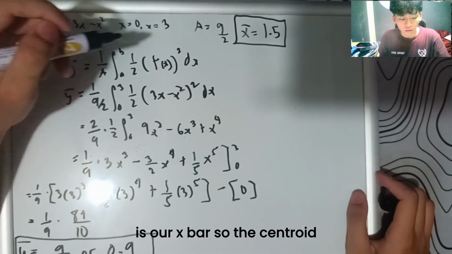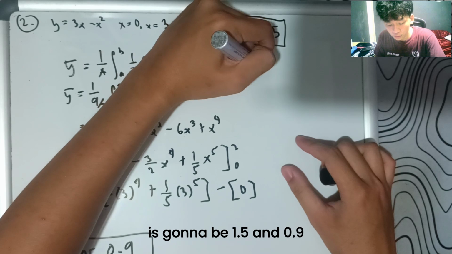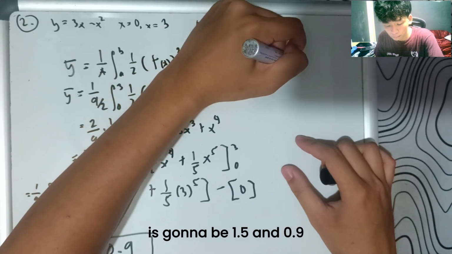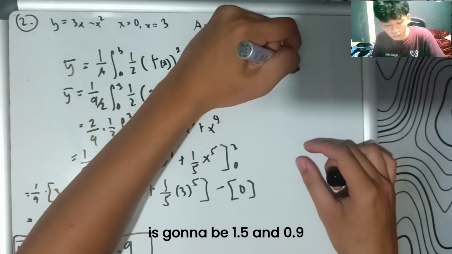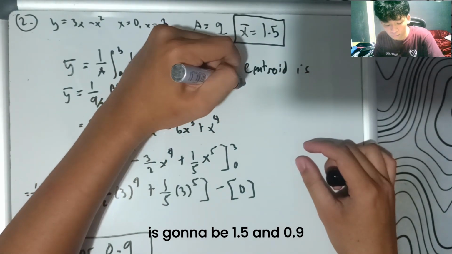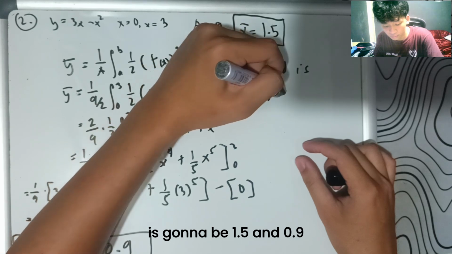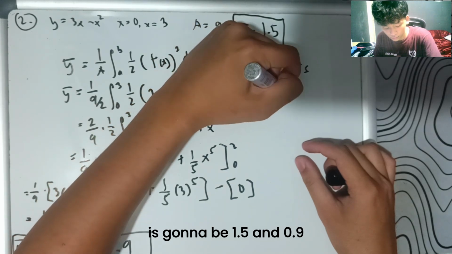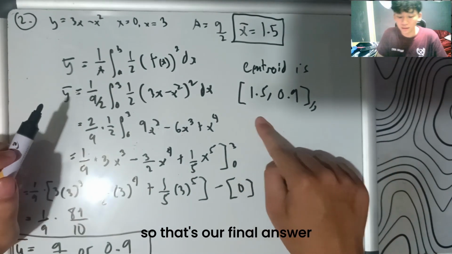So the centroid is going to be 1.5 and 0.9. So that's our final answer.